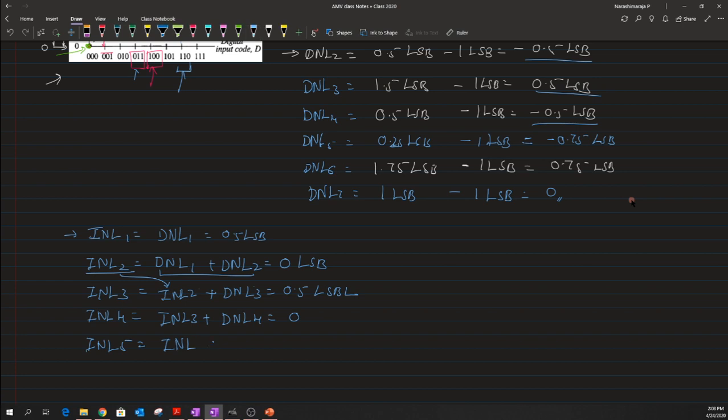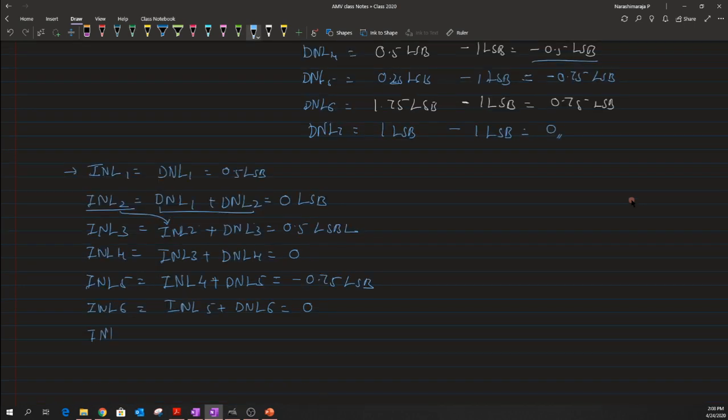plus DNL of 5, and we would end up having a value which is equal to minus 0.75 LSB. And INL of 6 is basically INL of 5 plus DNL of 6, and basically it is minus 0.75 plus 0.75, which would end up having a value of 0 at this INL of 6.